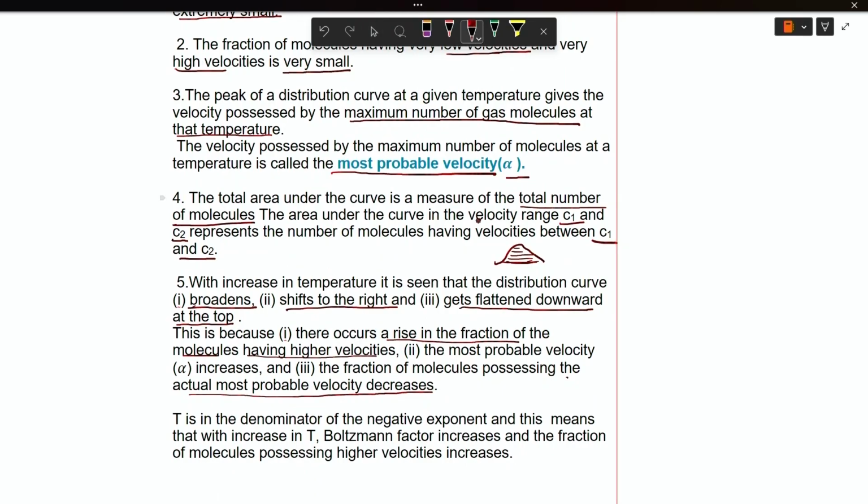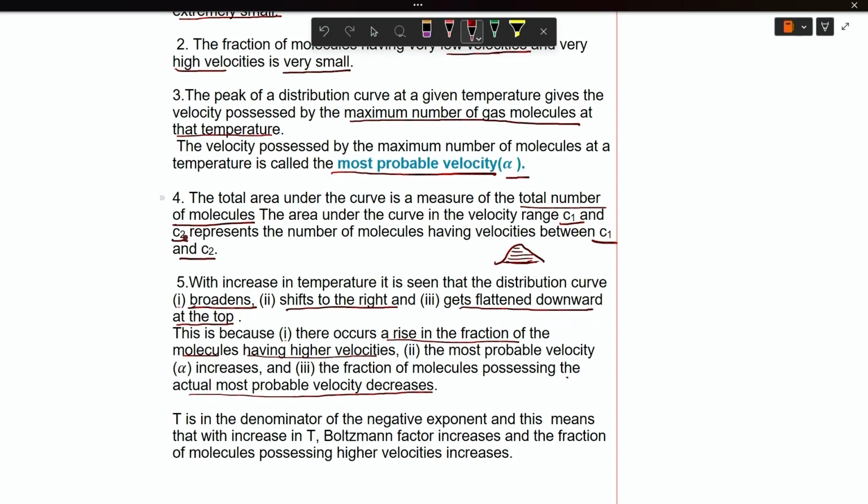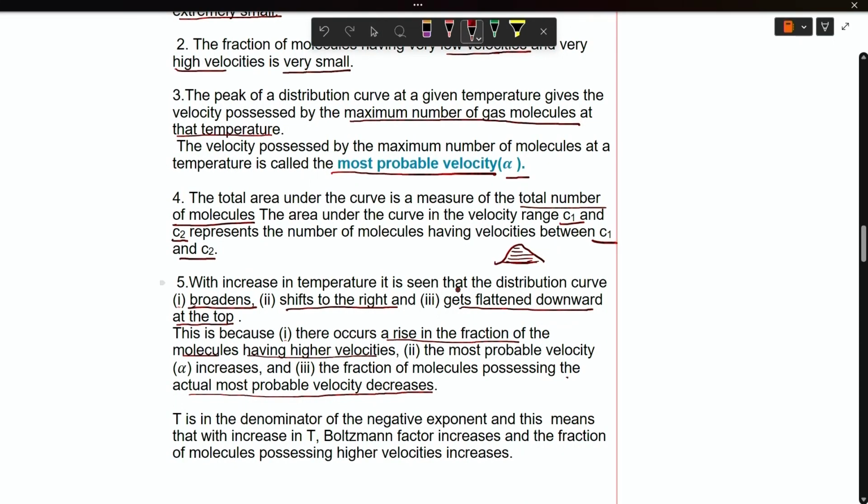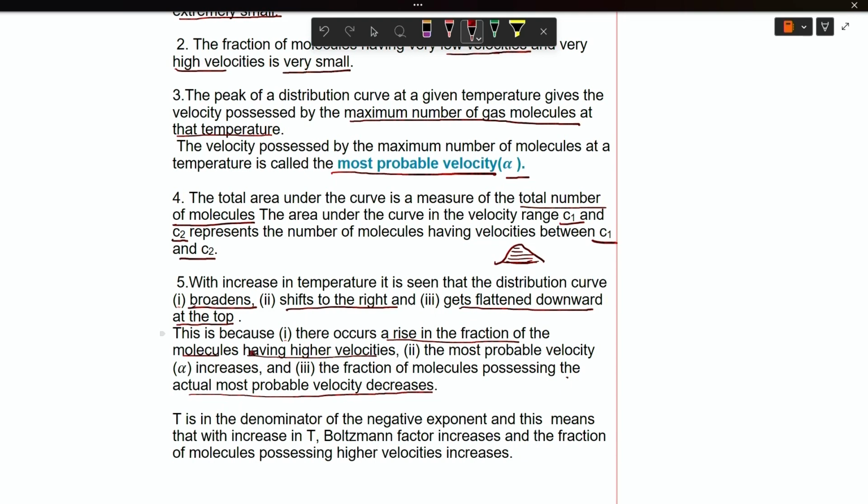The total area under the curve is a measure of the total number of molecules possessing that particular velocity range, and the area under the curve from C1 to C2, that is the range of velocity, represents the number of molecules having velocities between C1 and C2, which we have shown in the graph. Now, when temperature is increased, the distribution curve broadens, one point. Second point, it shifts towards the right. Third point, it is getting flattened downwards. From that we get the observations that these occur as a rise of the fraction of molecules having higher velocities with increase in temperature. The most probable velocity increases with rise in temperature, and the fraction of molecules possessing the actual most probable velocity decreases, that is by the flattening of the curve.